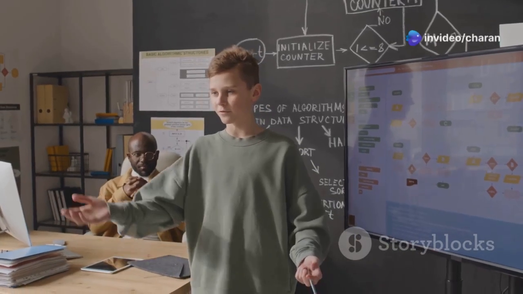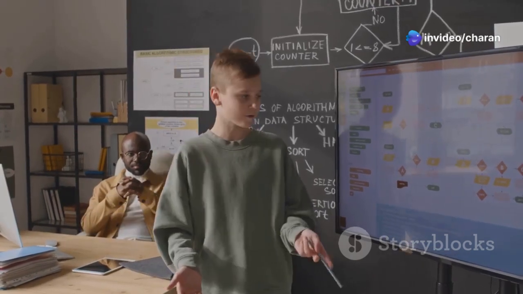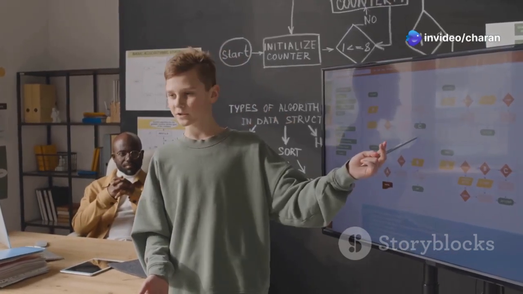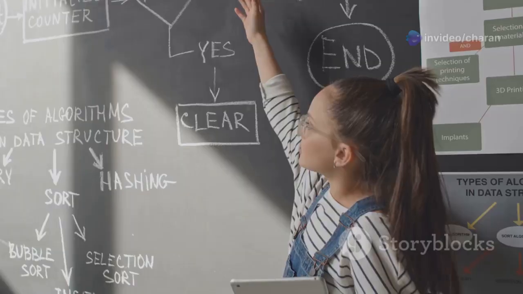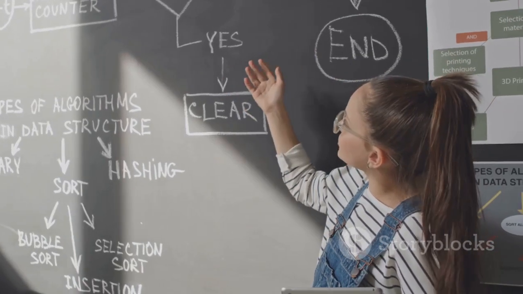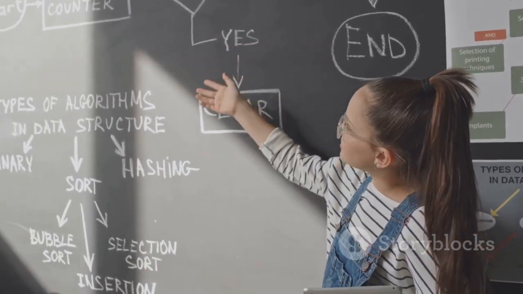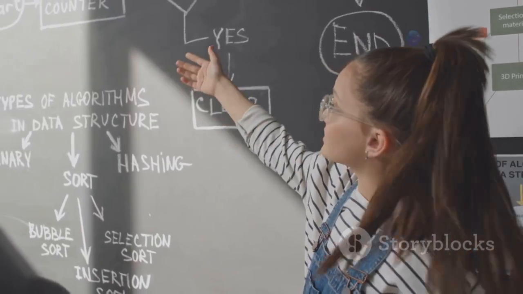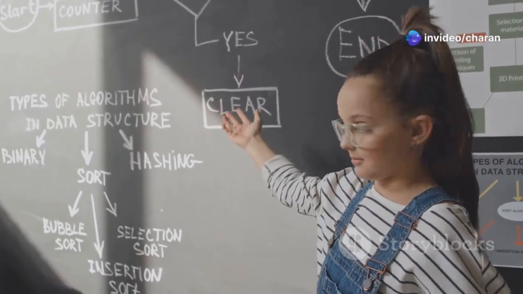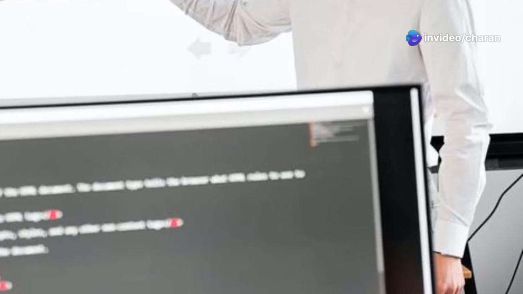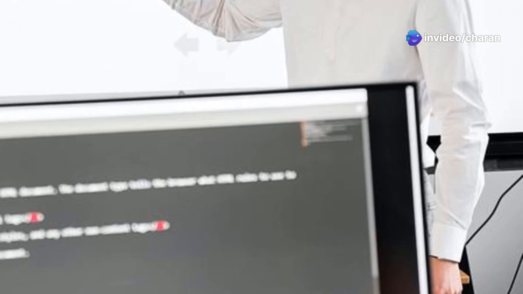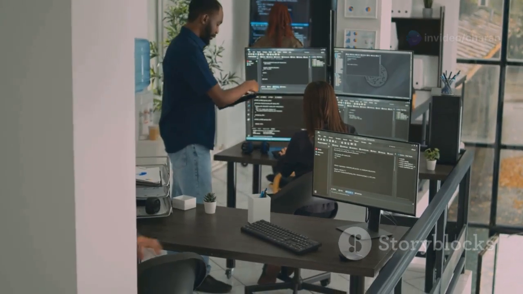Control flow statements dictate the order in which instructions are executed. Common control flow statements include if statements which execute a block of code only if a certain condition is met, else statements which provide an alternative block of code to execute if the condition is false, and loops which repeat a block of code multiple times. Functions are self-contained blocks of code that perform specific tasks.